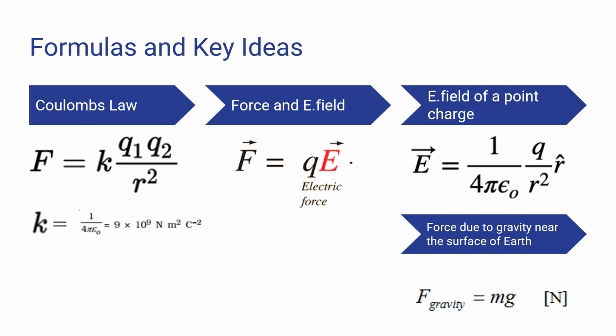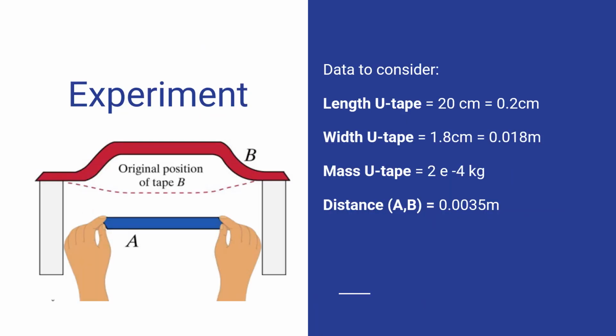Also, it is important to note that we will be working with a constant k, which is 1 over 4 pi epsilon naught, which just equals 9 times 10 to the 9 newtons meter squared per coulomb squared. As you can see with the following graphic, the setup of our experiment will consist of placing tape A below tape B, and we're going to have to consider the following data: the length of the tape, the width of the tape, the mass of the tape, and the distance between tape A and tape B, which are the numbers written down here.